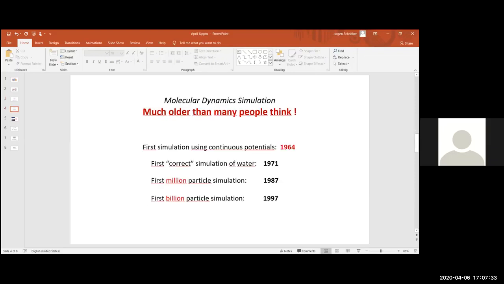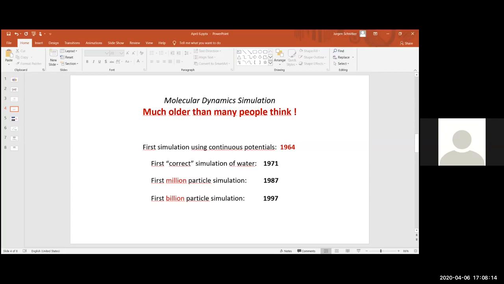Many people are unaware of the fact that this is actually a very, very old technique. It's just sort of unknown in the world of teaching, which is a shame because it has been around now for over 50 years. The first simulations using continuous potentials go back all the way to 1964, which was Aneesur Rahman from India, who is unfortunately no longer around. The first sort of correct, in quotes, simulation of water was already in 1971. It was a long time ago. First million particle simulation, 1987, billion particles in material science, over 20 years ago.